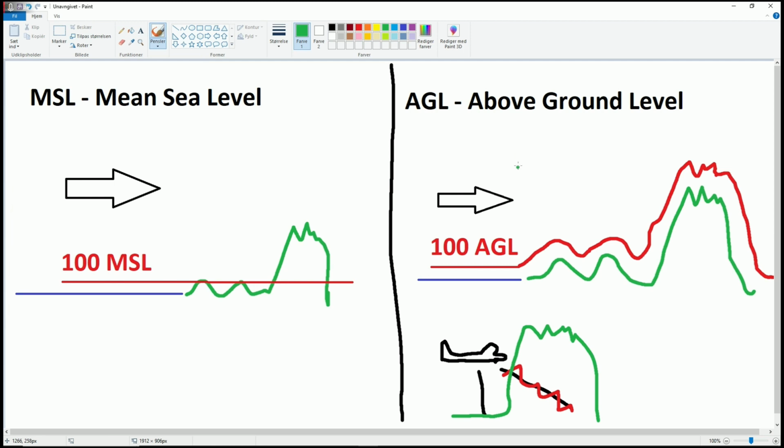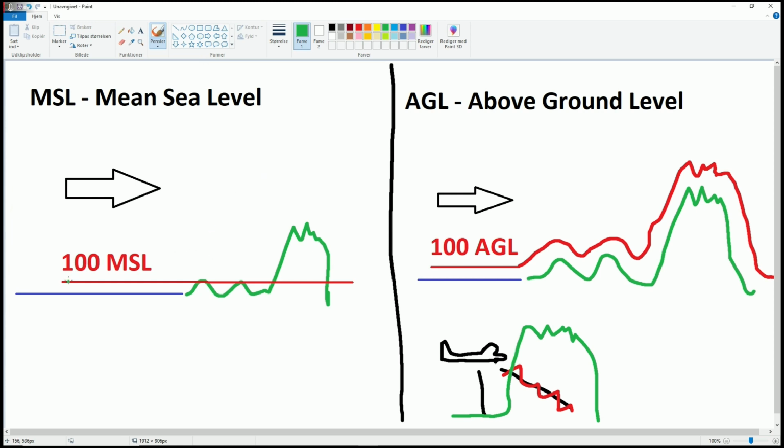AGL, above ground level, uses radio energy to measure the ground level. It actively measures your ground level below your aircraft, directly below your aircraft. That's why AGL is your actual height above ground level, as it says, above ground level. It is very important to know the difference between AGL and MSL.